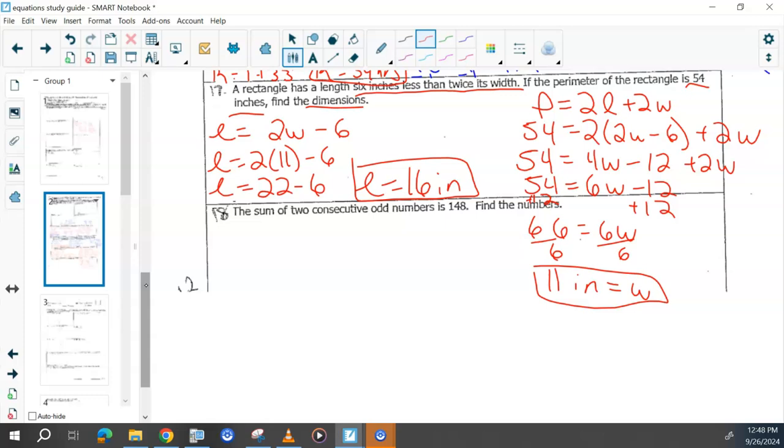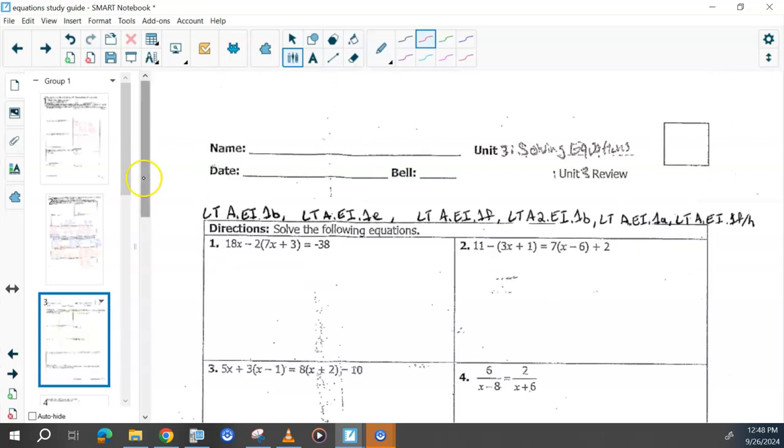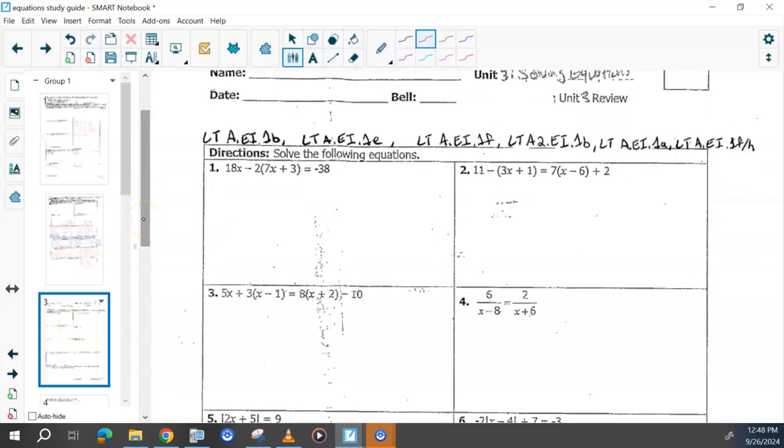Which one? Page 3, number 2. Yes, we can do that. So in this one, we want to distribute. There is an invisible 1 here, so distribute the negative 1 and the 7 on the other side. So we get 11 minus 3x minus 1 equals 7x minus 42 plus 2.